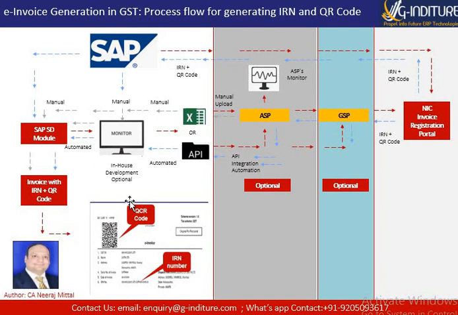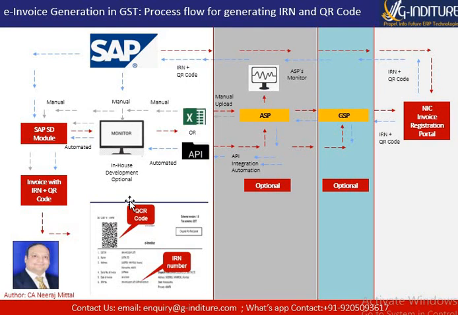Now coming back to SAP, once the data is available to you in Excel or in API form, you need to integrate that in your SAP, bring it into your tables, and then the IRN number and QR code are printed on your invoices. For all the invoice types you have, you need to specifically write programs or make changes in order to print the invoice number and the QR code. After that it finally gets printed.